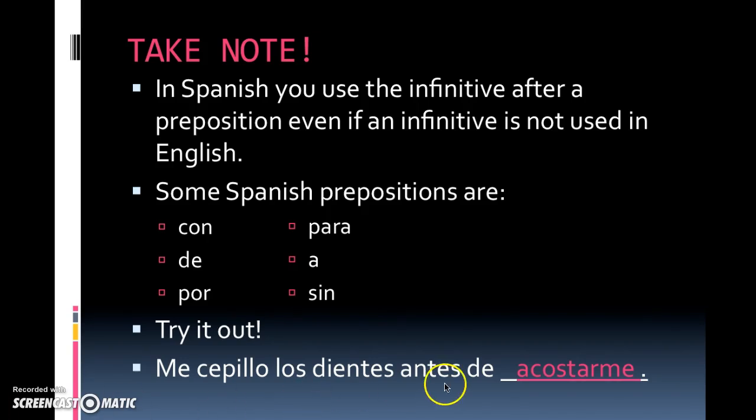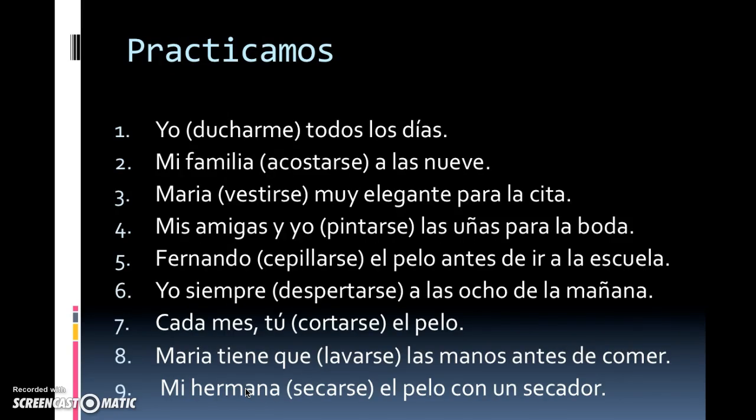So acostarme would be the answer there. Me cepillo los dientes antes de acostarme. So I took the acostarse and I removed the se and I replaced it with me, since I'm the one that brushes my teeth before I get in bed. That makes the most sense. So let's practice. Yo ducharme todos los días, so yo me ducho.